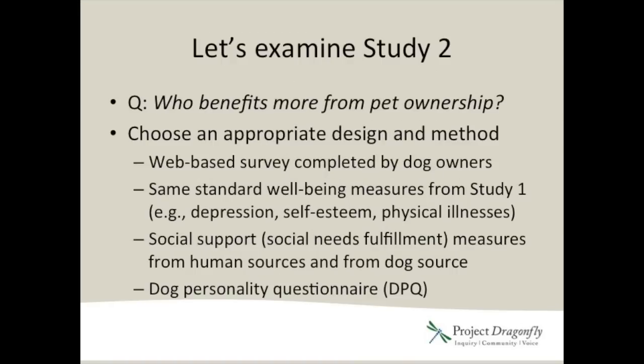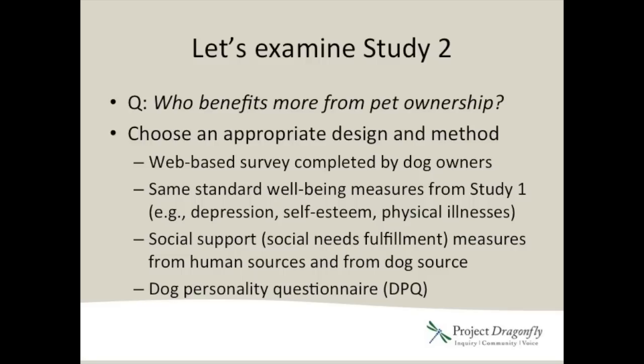We once again surveyed dog owners on the internet using a web-based survey. We used the same measures of well-being from Study 1. This allows us to feel good about comparisons between the two studies, and since these are well-used measures, we can also feel good about how they relate to past findings that are published in the literature. We assess people's sense of social support using a social needs fulfillment measure, both with respect to human sources and their dog for social needs fulfillment. And lastly, we assess people's personalities about their dog using a measure of dog personality.